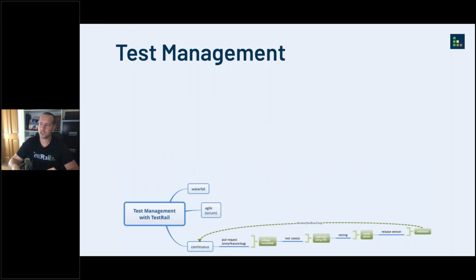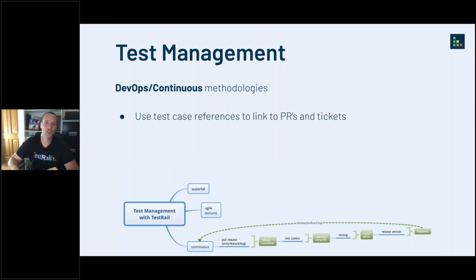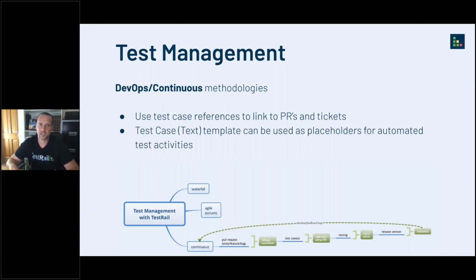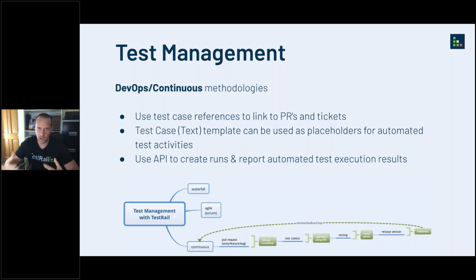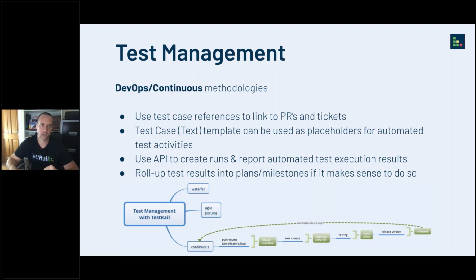And if you're delivering continuously, first off, well done, great job. Use references to provide ticket or pull request traceability on your test cases. Use test case text templates as placeholders for your automated tests. Use the TestRail API to create test runs and report on your automated testing results. And again, roll up your test runs into milestones for easier reporting.